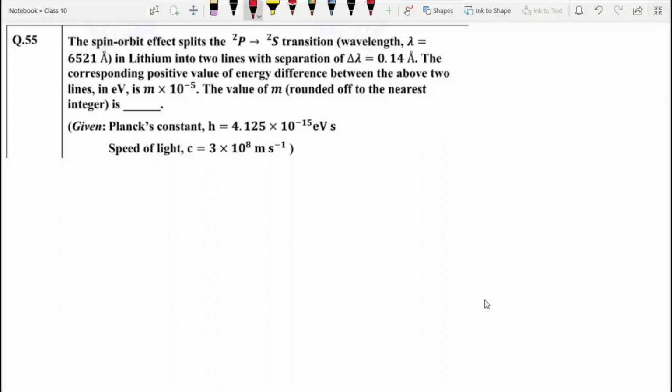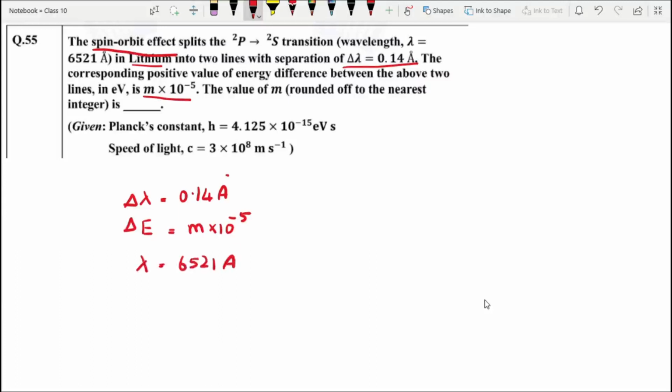In this question they have given because of spin orbital effect splitting happens in a lithium and the difference between the two levels have delta lambda of 0.14 Armstrong and they have given difference in energy is m into 10 raised to minus 5. So delta lambda is equal to 0.14 Armstrong and delta E is given as m into 10 raised to minus 5. And lambda is given in the question as 6521 Armstrong and they have asked us to find what is the value of this m.